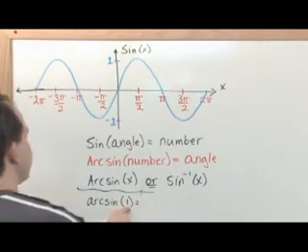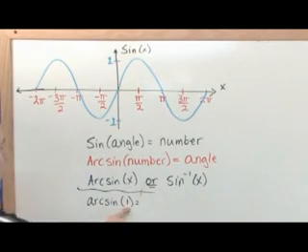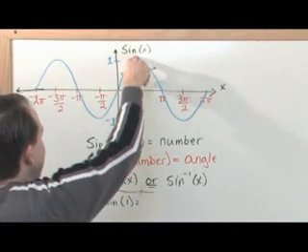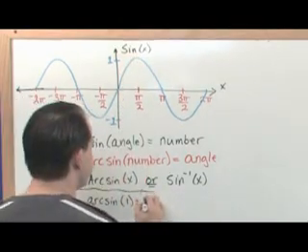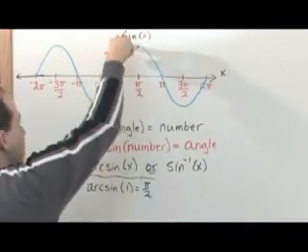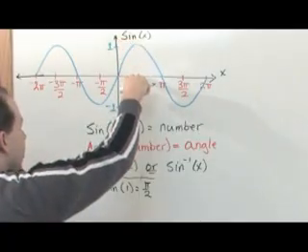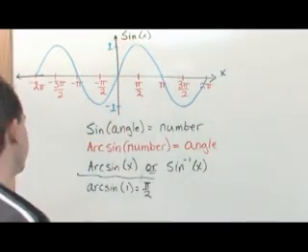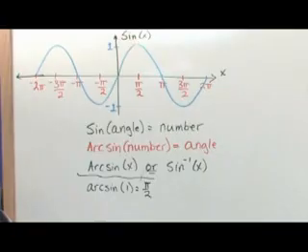If I take this and put it in my calculator, or you just look at the graph here, you can see the angle you're going to get back is pi over 2. So if I put in the arc sine of positive 1, I'm going to get back the corresponding angle, which is pi over 2. That's what that's telling me.